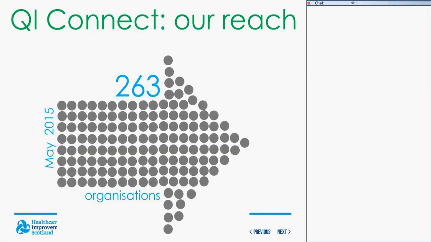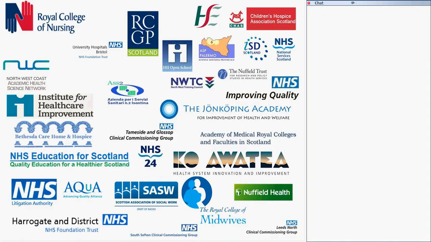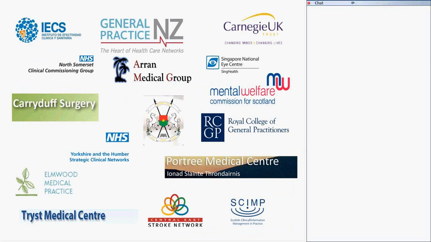Just to give you a bit of background on the QI Connect series, we now actually have 263 organisations linking into the series, and it's just grown so quickly. We have 43 countries linking in, which is amazing. I think the latest one was Togo in Africa. I started off the series and we had one slide with the logos of the organisations linking in. We now amazingly have 6 slides of logos of organisations linking into the series, which has been fantastic.